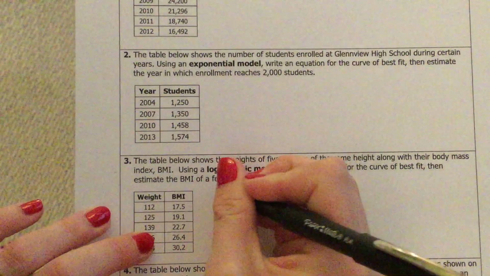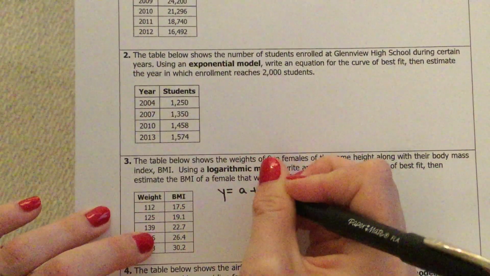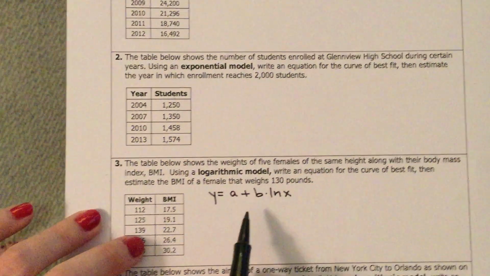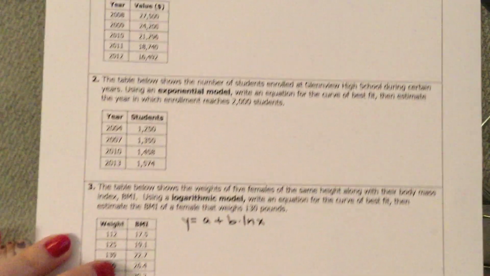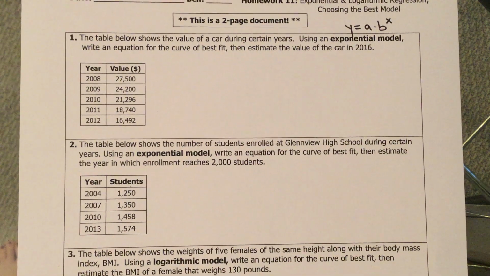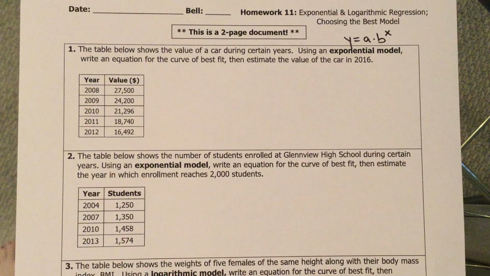All right, so we have y equals a times b^x. That's the exponential model. The logarithmic model, just so you have it, is a plus b times the natural log of x. But other than knowing the equation for Desmos, the process is the exact same. If you use a graphing calculator, you don't have to have those equations memorized because the calculator kind of takes care of it for you.